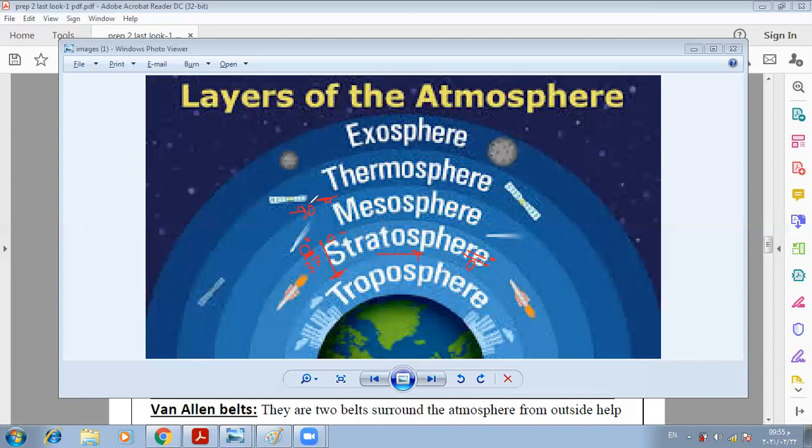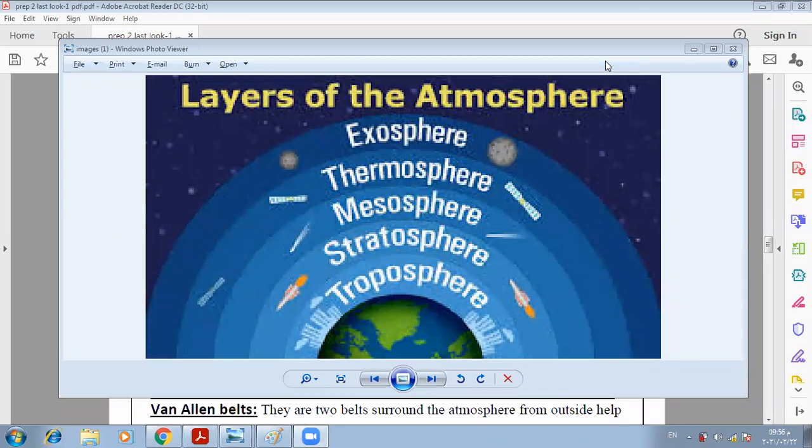What else? Meteors are formed in this layer, in the mesosphere. Okay, next the thermosphere, which is the fourth layer. Thermo means high temperature, so the temperature reaches up to 1200 degrees. It is very hot, so it is called the thermal layer or the hottest layer. They all have the same meaning.